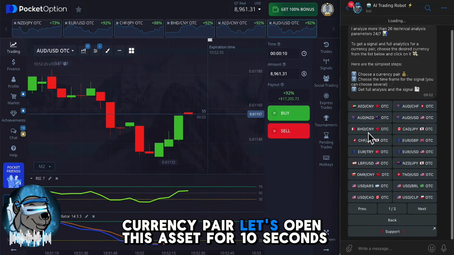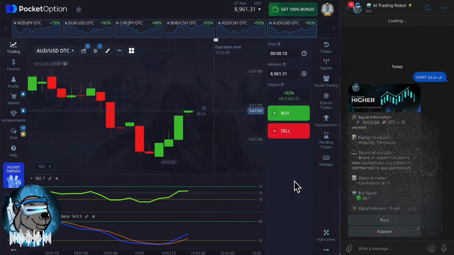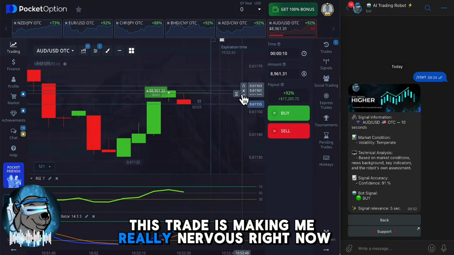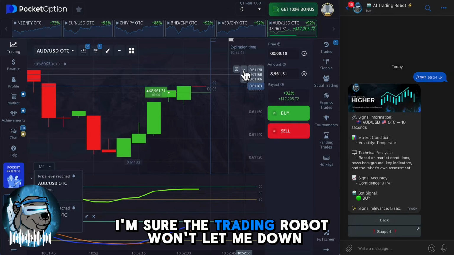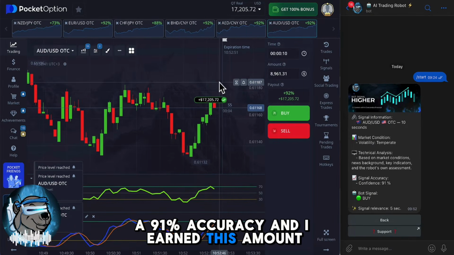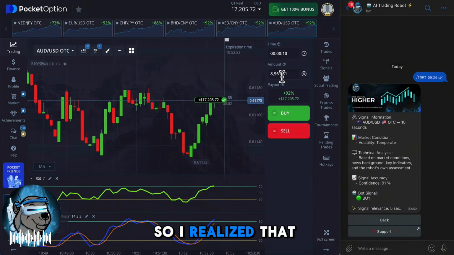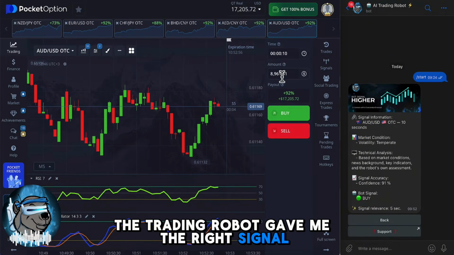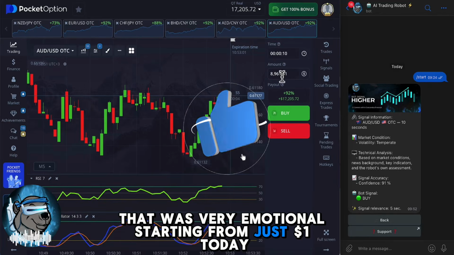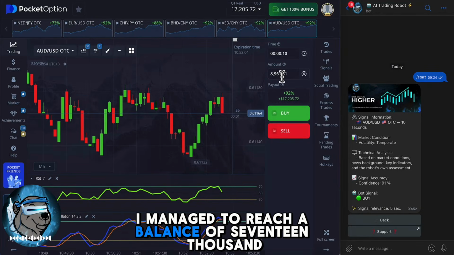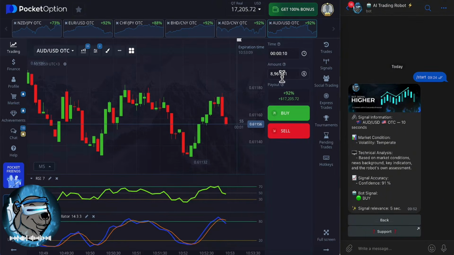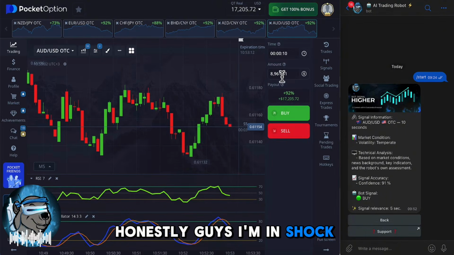pair. Let's open this asset for 10 seconds. It's very nerve-wracking. This trade is making me really nervous right now. I'm sure the trading robot won't let me down. A 91% accuracy, and I earned this amount. So, I realized that the trading robot gave me the right signal. Whew, that was very emotional. Starting from just $1 today, I managed to reach a balance of $17,205.72. Honestly guys, I'm in shock.